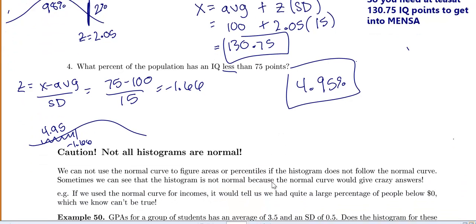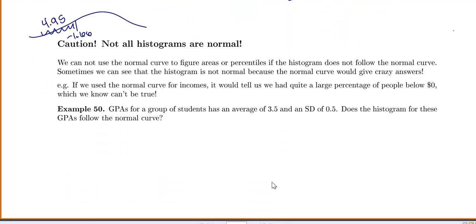And just as a final caution, again, not all histograms are normal. And we can't use the normal curve to figure out areas or percentiles if the histogram doesn't follow the normal curve. Sometimes we can see that the histogram isn't normal because the normal curve would give crazy answers. So for example, if we use the normal curve for incomes, and remember incomes usually have a really long right tail because there's only a few people that make a really high salary. But if we use the normal curve, it would tell us that we had a large percentage of people that make incomes below 0, which doesn't make any sense, so that would be a crazy answer.